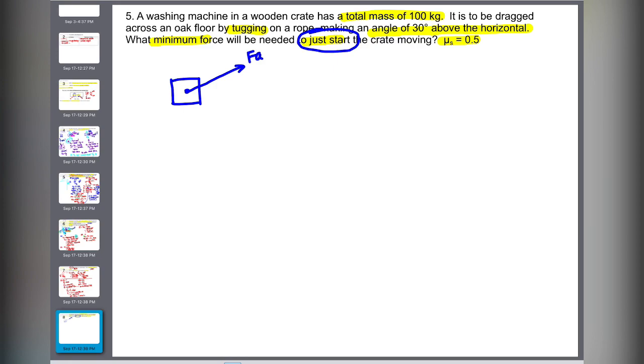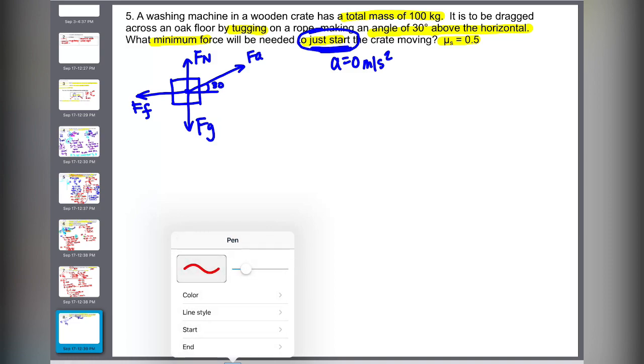Just quickly draw my picture. The force is being pulled on an angle. This is your FA, and it is 30 degrees. And it has FG, it has FN, and it has friction. So just starts. Do you remember? We assume that when something just starts to move, acceleration is 0. So that's the first thing, recognizing the word.